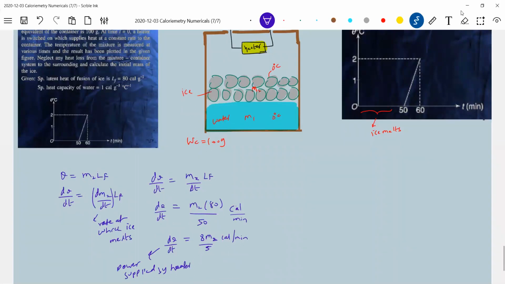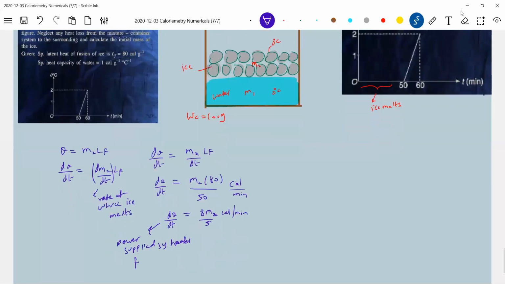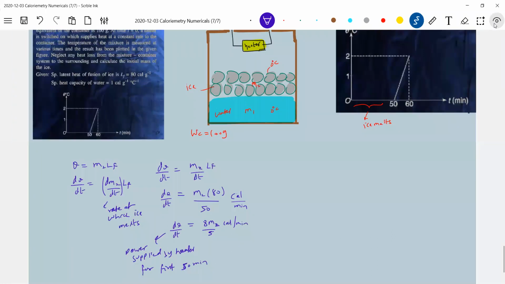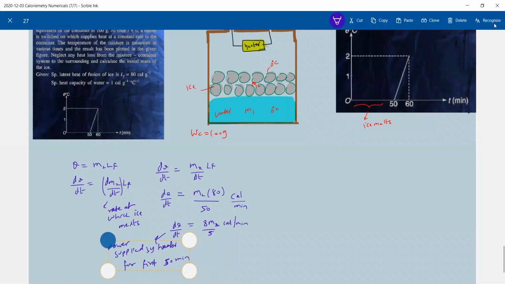Okay, next after this. For what time? For the first 50 minutes, power supplied by the heater. For the first 50 minutes. Let me think like this.